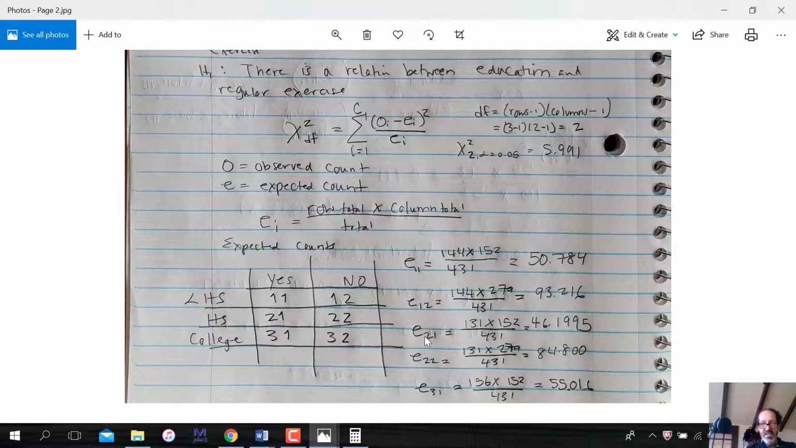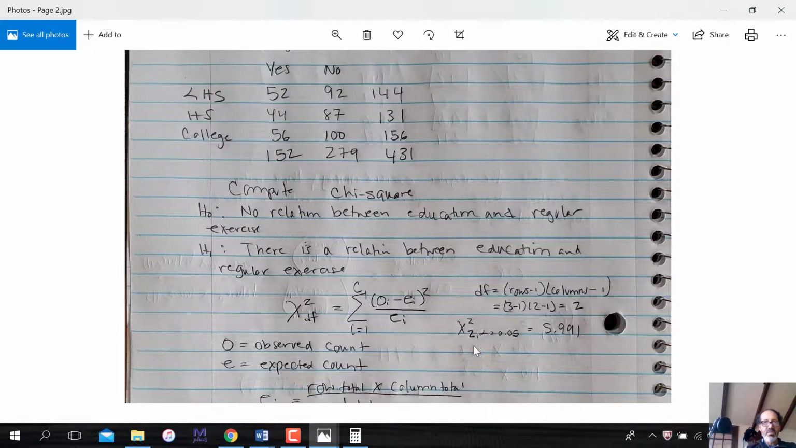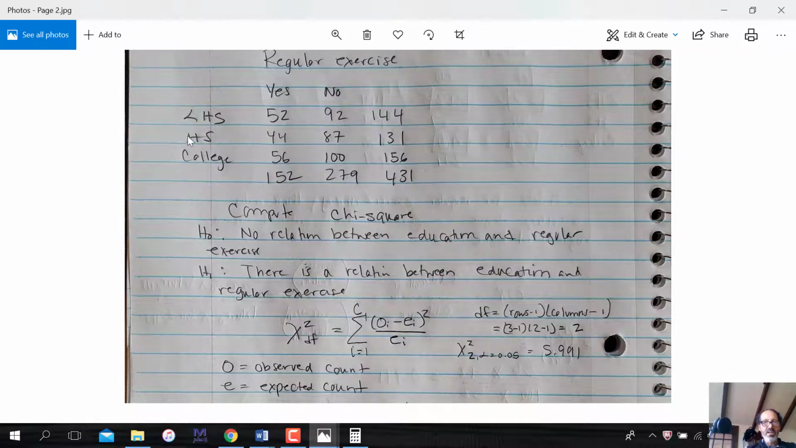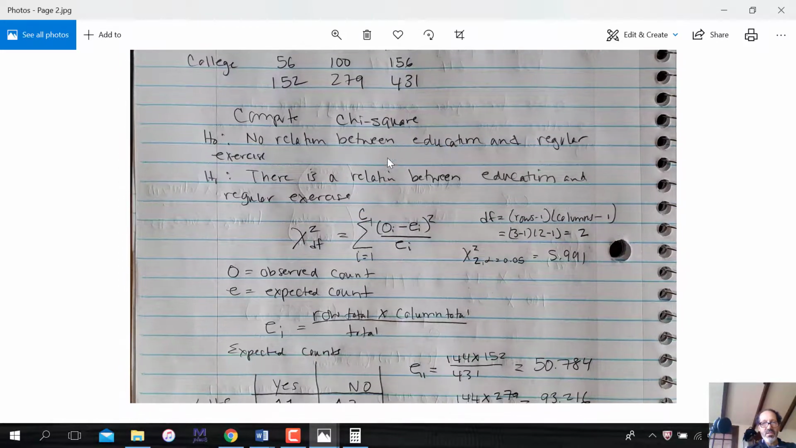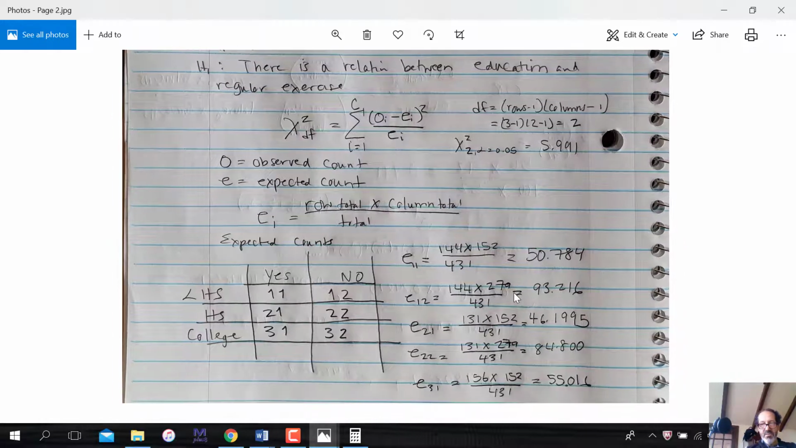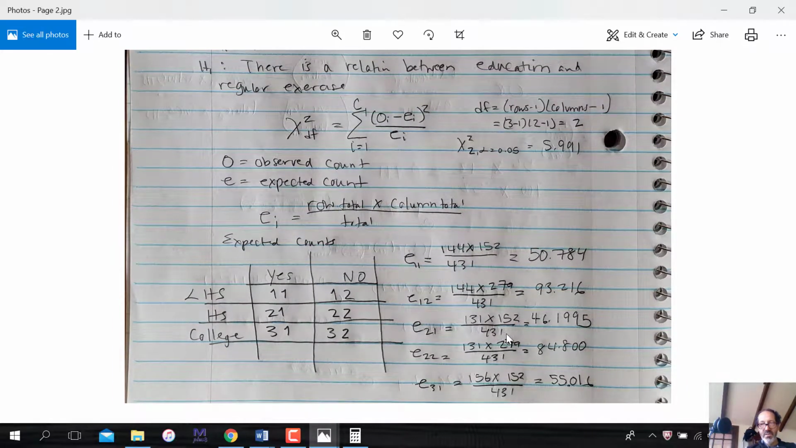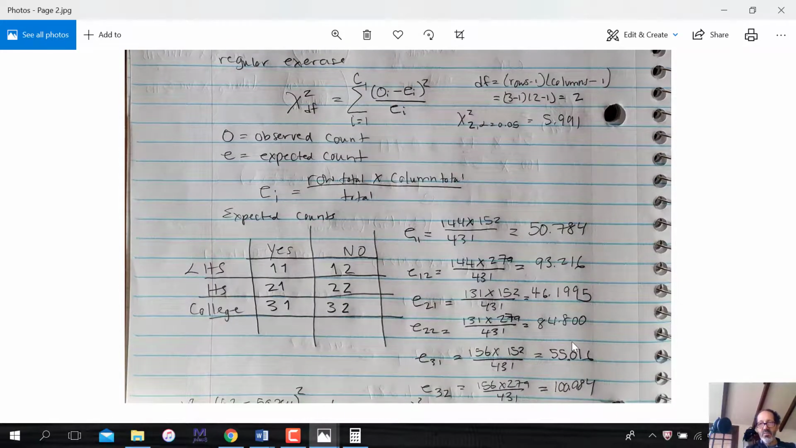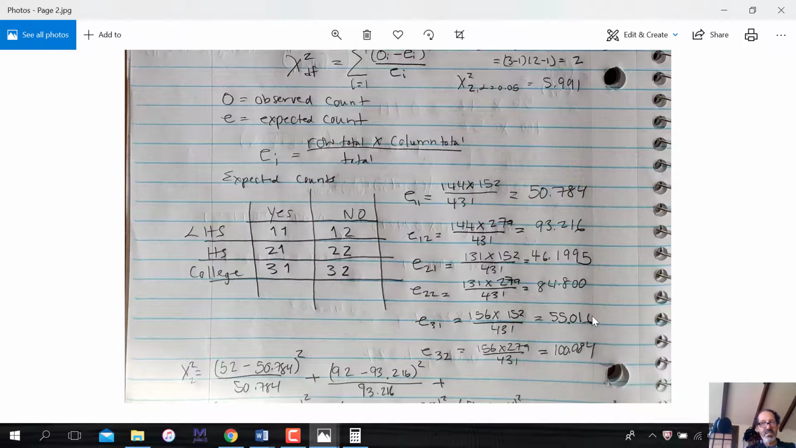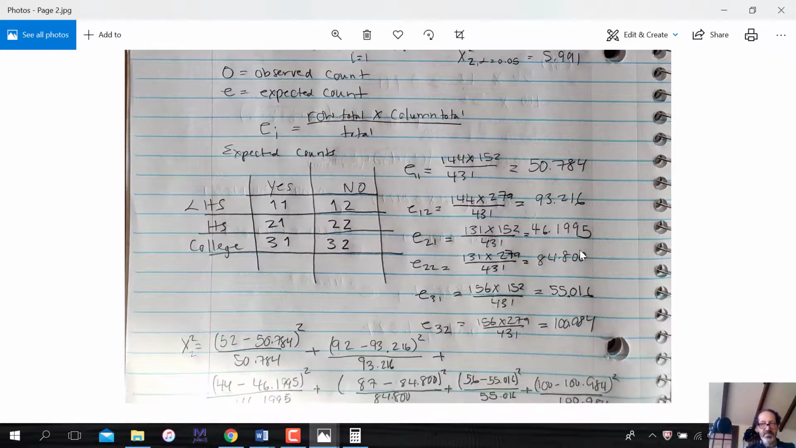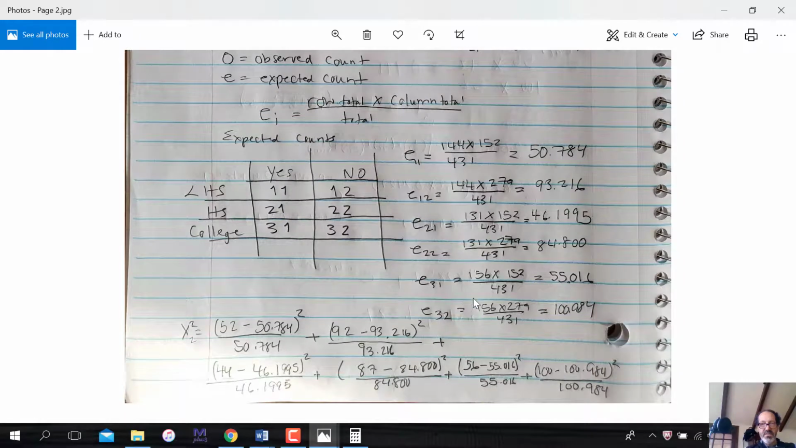So let's do cell 2, 1. So row 2, column 1. So you do the crisscross here, right? So they crisscross at 44. So the row total is 131, the column total is 152. And that's what I have. 131 times 152 divided by 431, and I get 46.1995. You'll notice that sometimes I have more decimal places. That's because I'm just trying to get good precision. So I do this for all 6 of the cells.